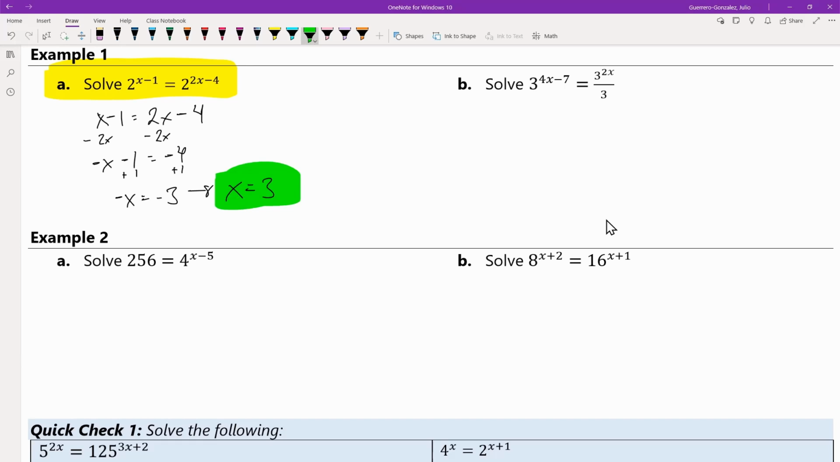Sometimes, as you can see in the next one, in B for example, the bases are the same, except not really. You see that? So what we have to do is sort of modify. This is where we're going to use our exponential rules, the laws of exponents, to rewrite and hopefully get the bases the same. So here's what I'm talking about.